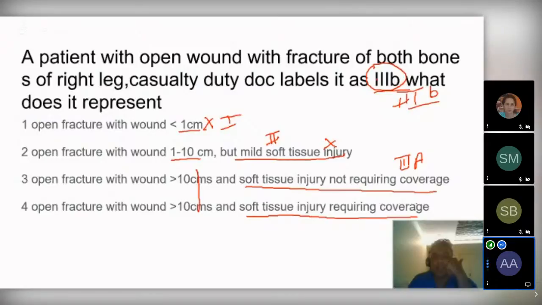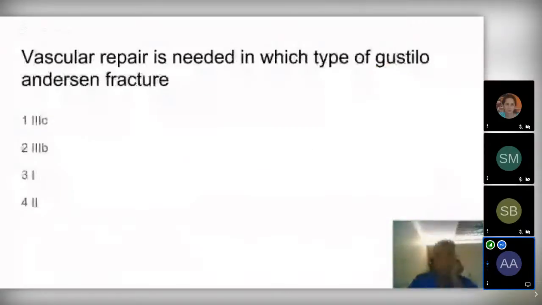Vascular repair is needed in which type of Gustilo Anderson? Quick. 3C, sir. Excellent, excellent. I want somebody to keep talking, otherwise I see only my PowerPoint presentation. I don't know who all are still there in the class.